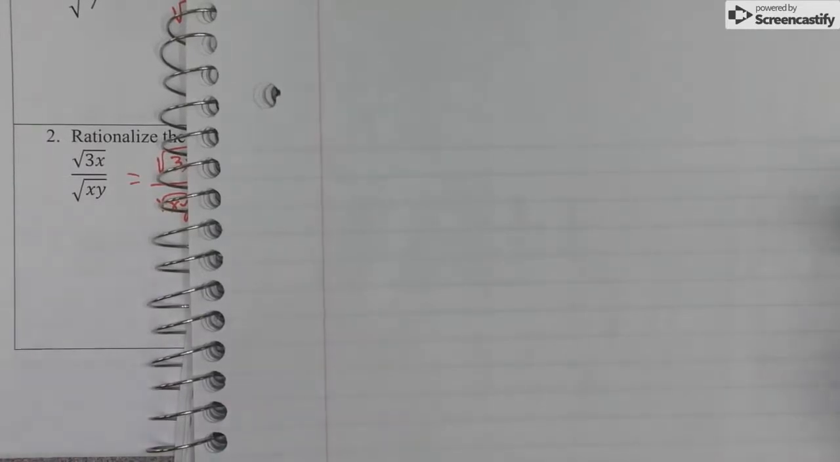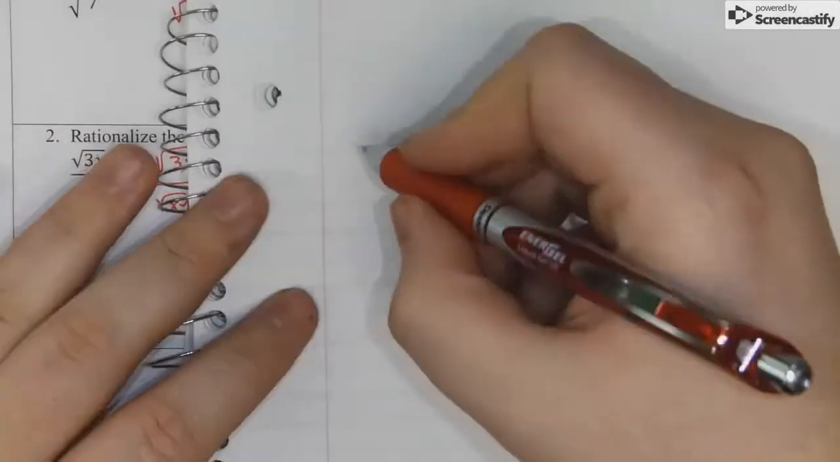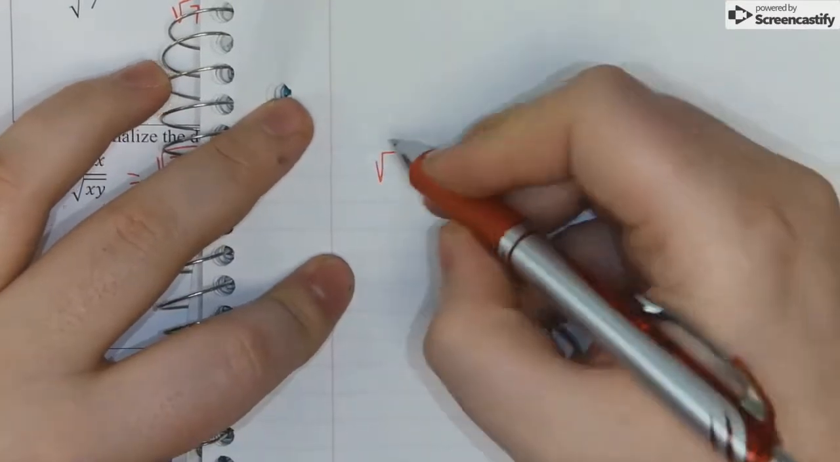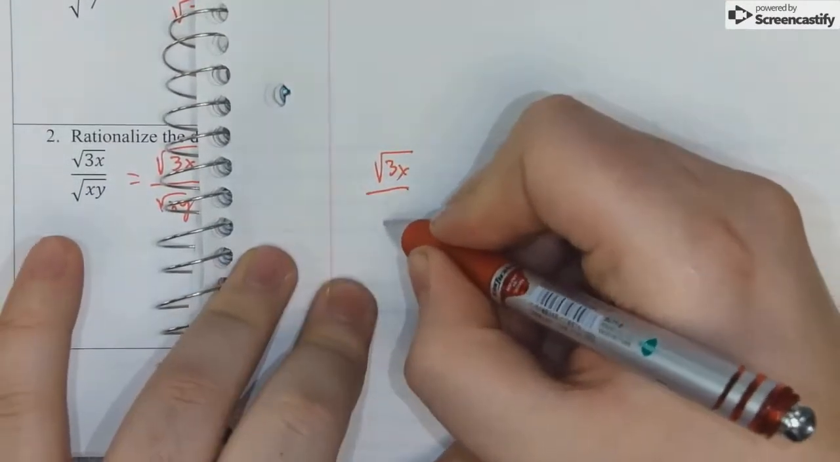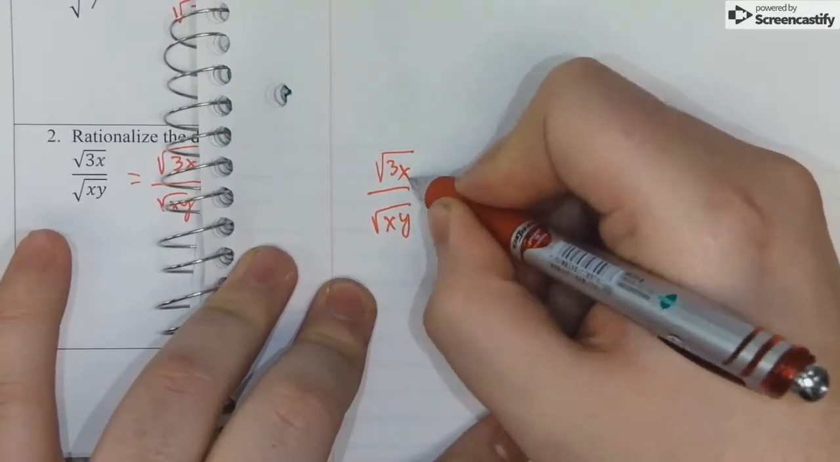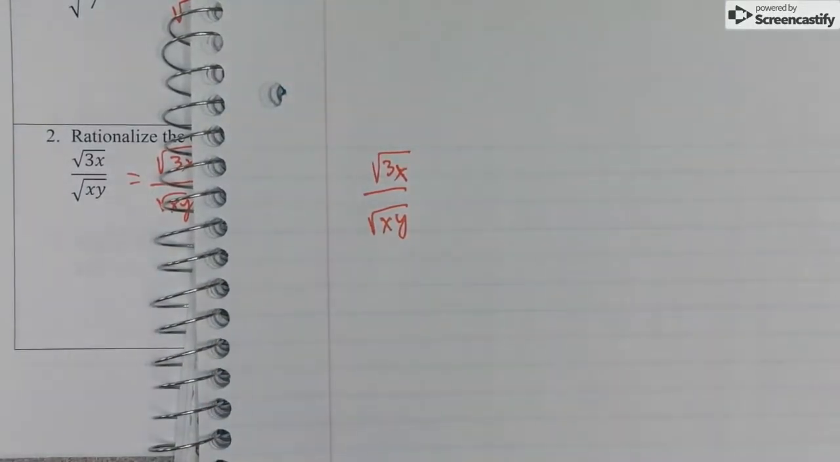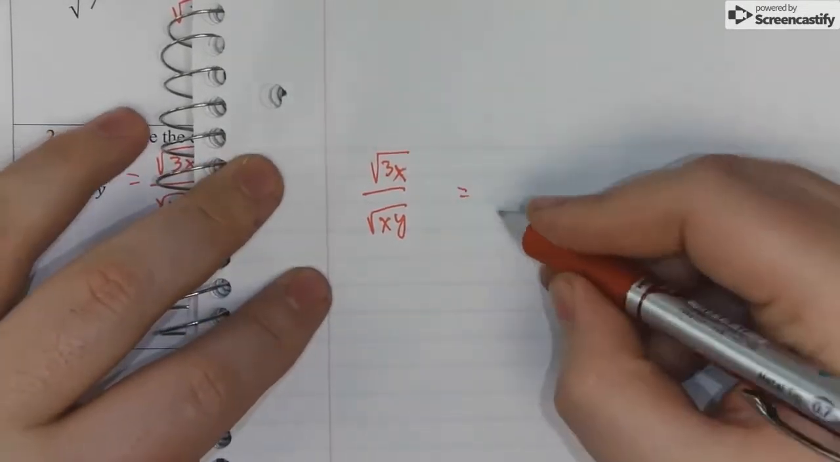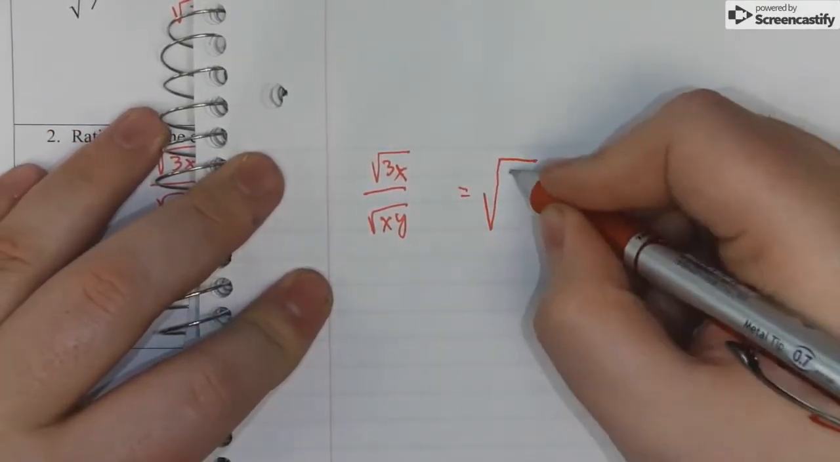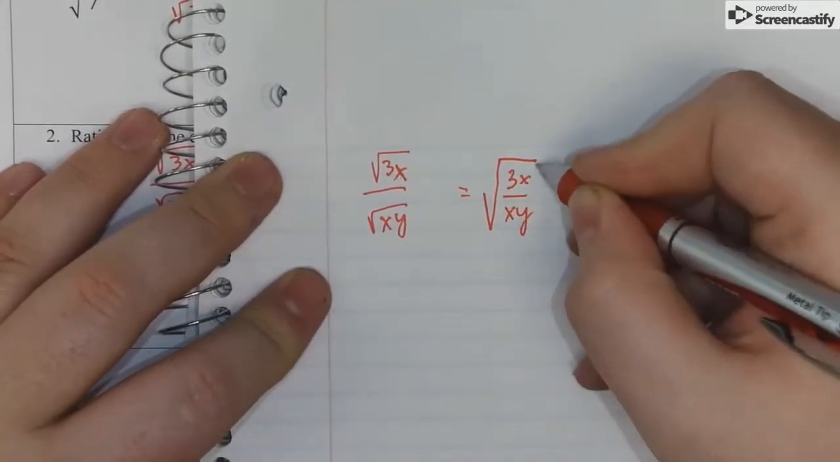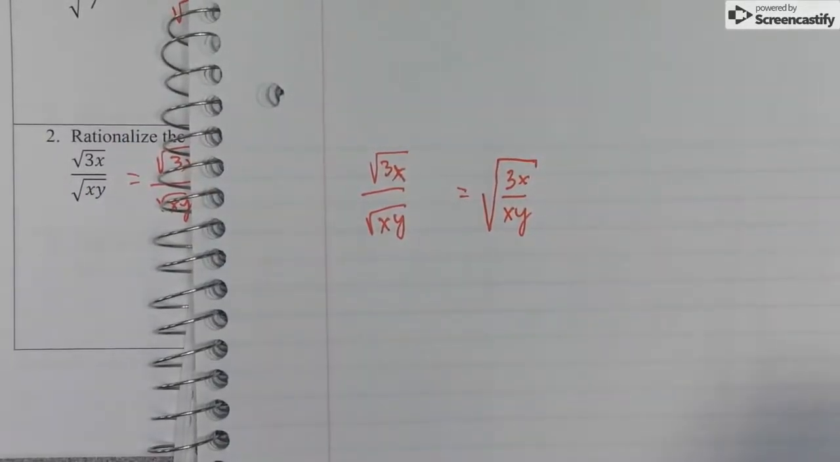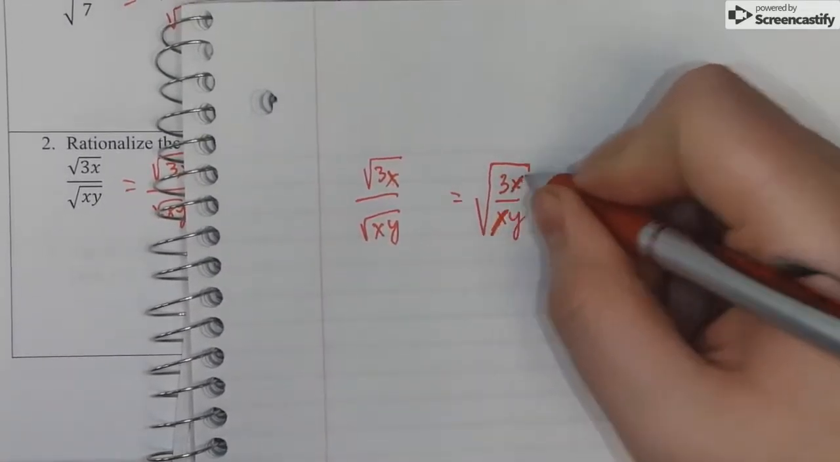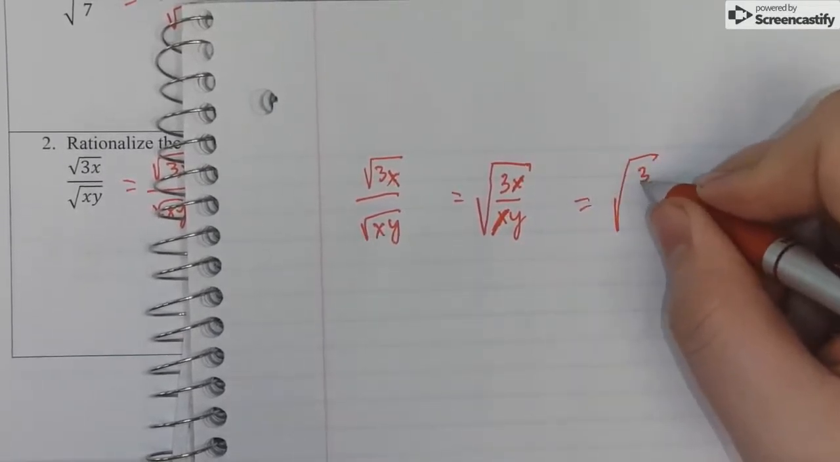And this is sort of where it helps to pay attention to what's in your numerator and denominator. So in number 2, I have square root of 3x over the square root of xy. I noticed that for 1, my numerator and denominator are both square roots. And for 2, I noticed that they both have an x. So I'm actually going to go the other way, and I'm going to say this is the square root of 3x over xy. Now, what I notice is I can cancel these x's off. So I get the square root of 3 over y.